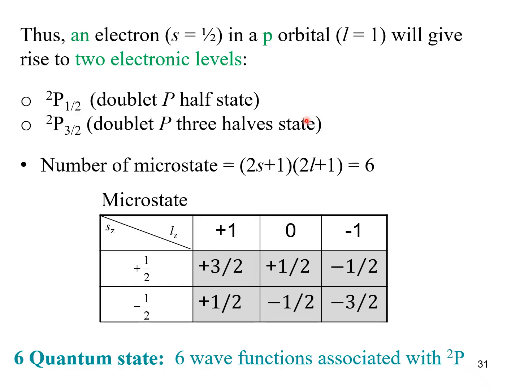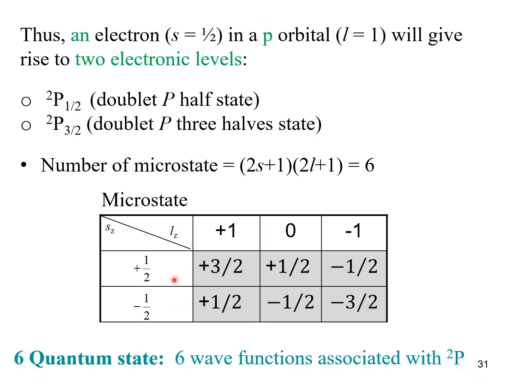And we also can find out how many microstates there are through the equation given here, which is 2S plus 1 multiplied by 2L plus 1. So there are a total of 6 microstates. So how do we get these 6 microstates? Just like we have Lz equals plus 1, 0 and minus 1, whereby for one electron, the spin quantum number with reference to the z-axis is plus 1/2, or we call it spin up, and then minus 1/2, spin down.